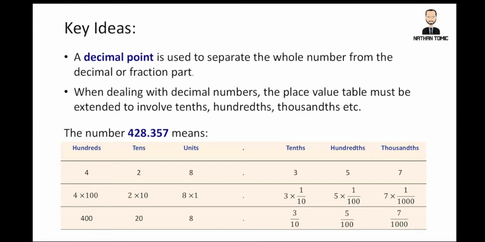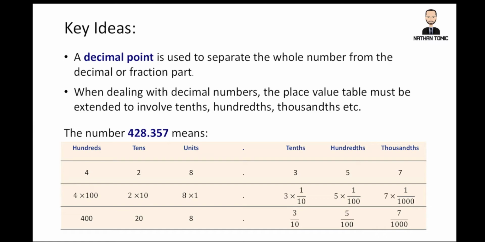The key ideas for today: we probably already know, but the decimal point is used to separate the whole number from the decimal or fraction part. When dealing with decimal numbers, the place value table must be extended to involve tenths, hundredths, thousandths, and so forth. So an example here, we've got the number 428.357. We'll notice a decimal point here. All the numbers to the right hand side of that decimal point are the decimal or fraction component.